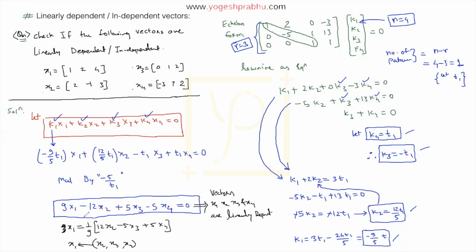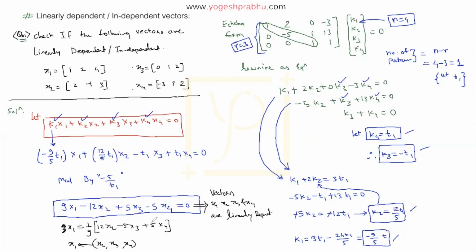And in the same way I can write x2 in terms of all the other vectors, or x3 in terms of all the other vectors, or x4 in terms of all the other vectors. So they all are dependent on each other. That was the question we were supposed to find out, whether the vectors are dependent or not. And the final answer is yes, the vectors are dependent on each other. I hope you followed how we solved this.